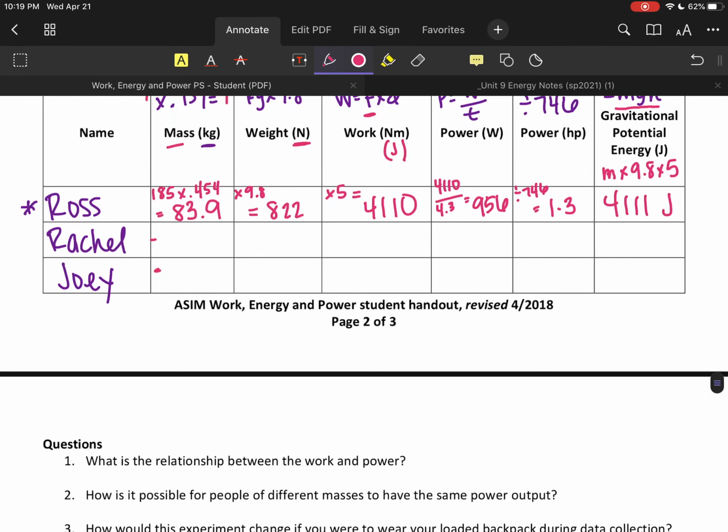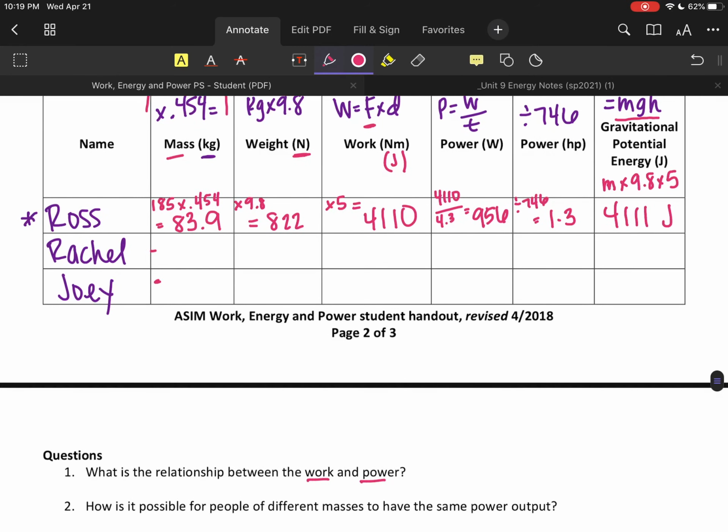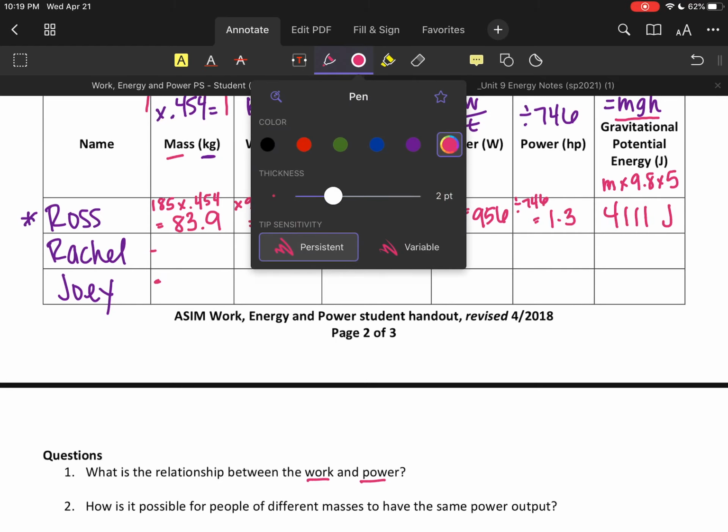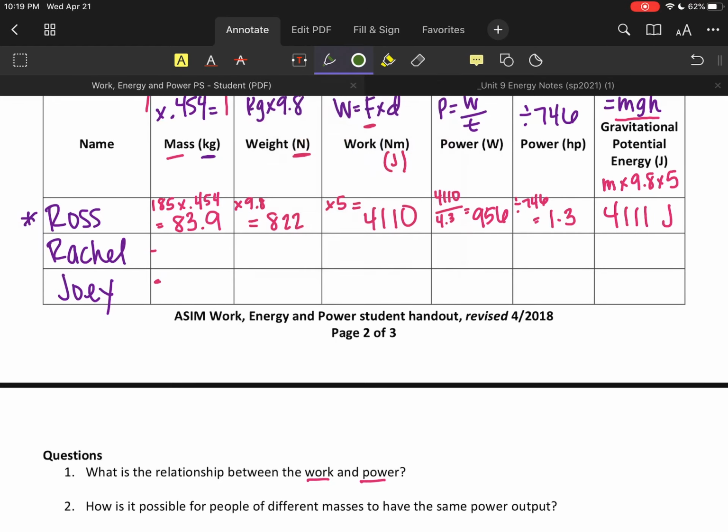So let's look at number 1. It's asking what's the relationship between work and power. So let's look here. You'll have a little bit more data than me. But if I look, here's my work, and here's my power.